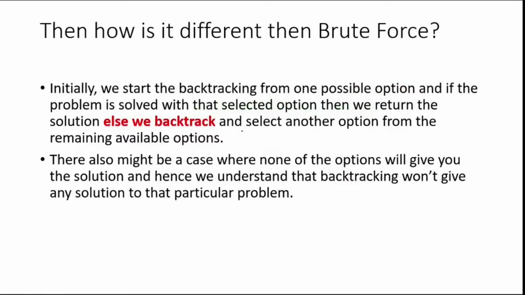Then how is it different from brute force? As I said, initially we start the backtracking from one possible option. If the problem is solved with that selected option, then we will return the solution, else we will backtrack. So the difference is slight compared to the brute force method. We pick another option from the remaining available options. That means it will backtrack and check what other options are available. There also might be a case where none of the options will give you the solution, and hence we understand that backtracking won't give any solution to that particular problem. It is not necessary that all problems will be solved by backtracking. So it may fail also.